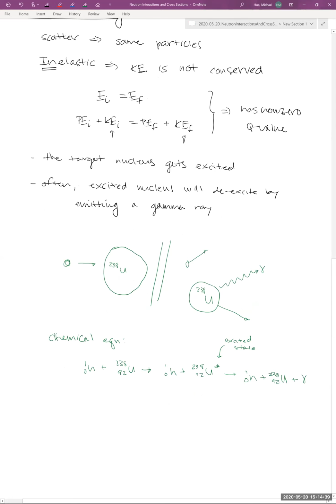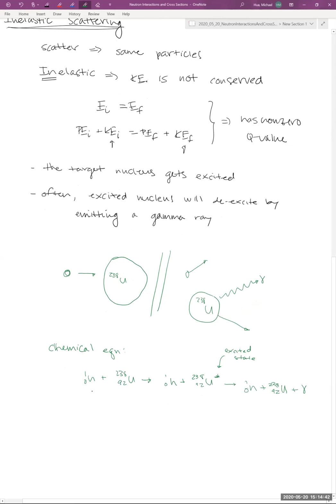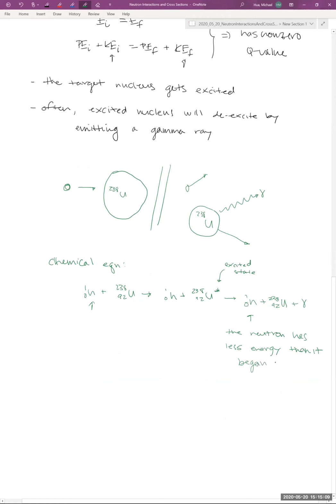And what this means is the initial neutron carries energy. And by exciting the uranium-238 and then having that 238 kick off a gamma, which has some energy, the final neutron has less energy than it began with. So this is scattering. We'll move on to capture next.